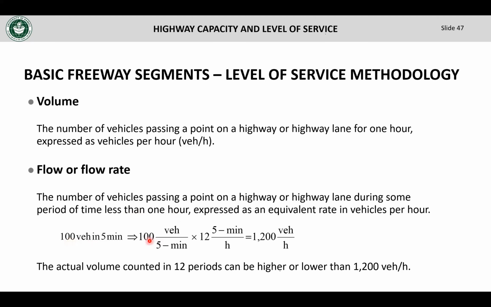If I were going to express that as an equivalent flow rate in vehicles per hour, I have 100 vehicles per 5-minute period, but how many 5-minute periods do I have in 1 hour? 12, right? You multiply 5 times 12, you get 60 minutes. So I have 12 five-minute periods in an hour. Those 100 vehicles per 5-minute period are flowing at an equivalent rate of 1,200 vehicles per hour. Is that clear, what a flow rate is? It's basically the same as the volume, but you determine it over a shorter period of time, and then you expand it as if that had happened over the whole hour.